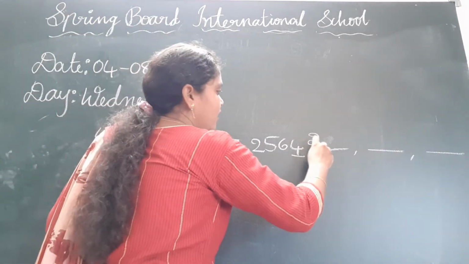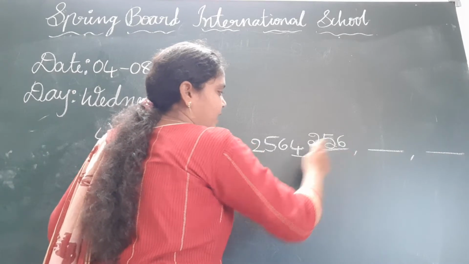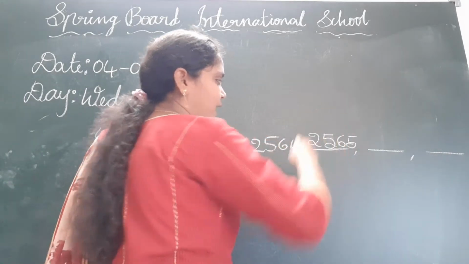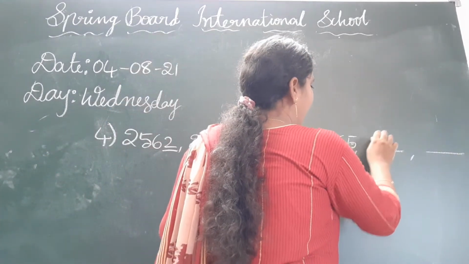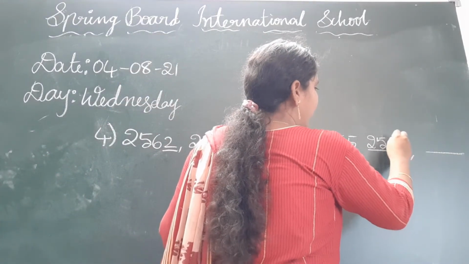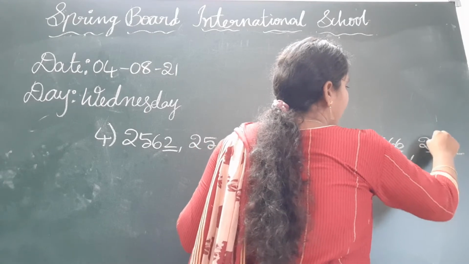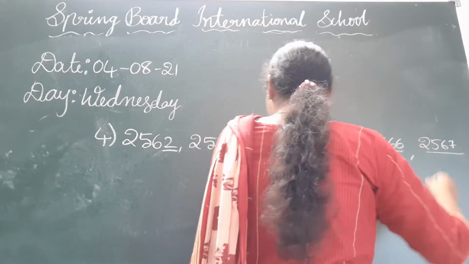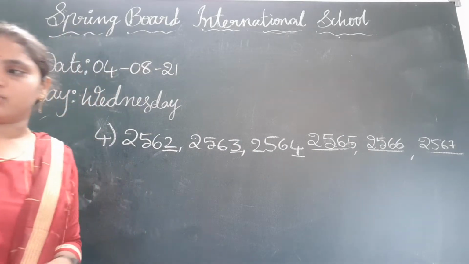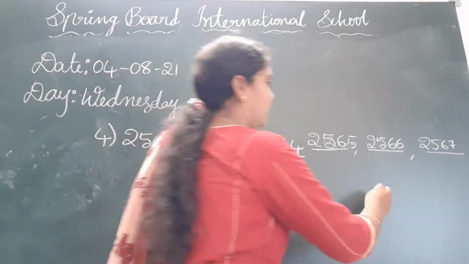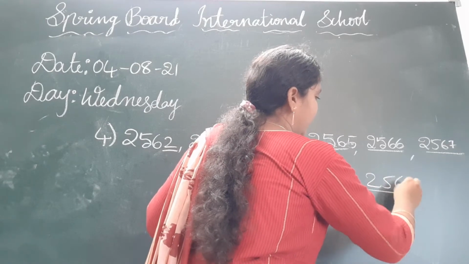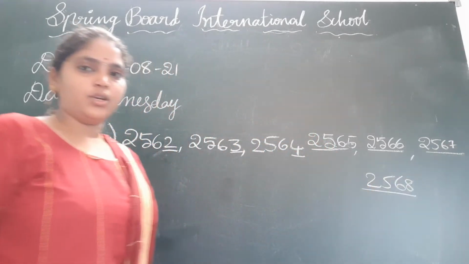Now here, 2564, after 5, 2565, and 5 after, 2566, 2567. Okay, how to write like this, everyone, children. And one more number is there next, 2568.